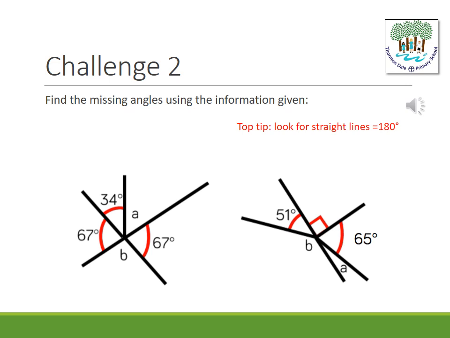For challenge 2, you need to use a combination of your knowledge from Monday about angles in a straight line, and the fact that we have 180 degrees in a straight line. So you need to be looking for straight lines as well as angles around a point to make 360 degrees. Remember, a straight line is 180 degrees. That will help you calculate what some of the missing answers are.